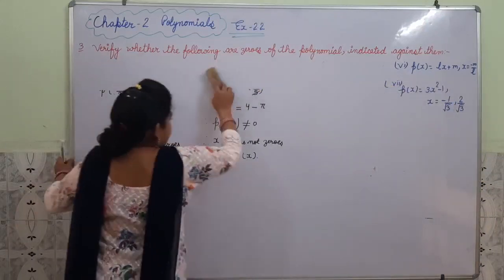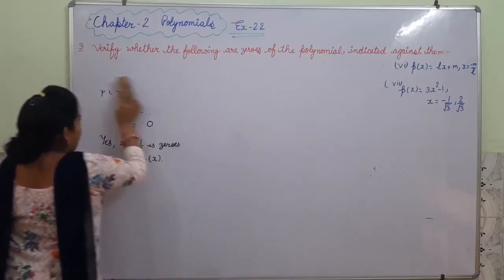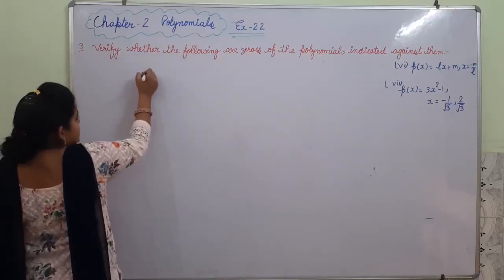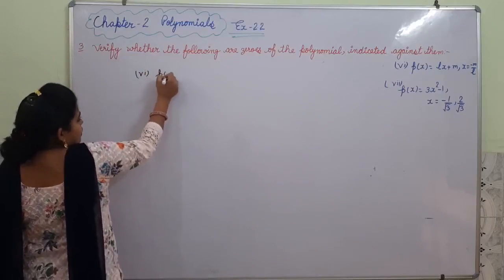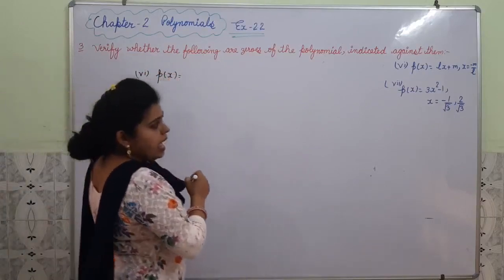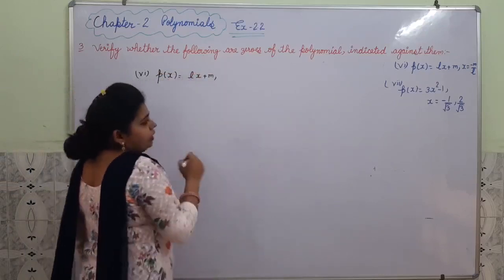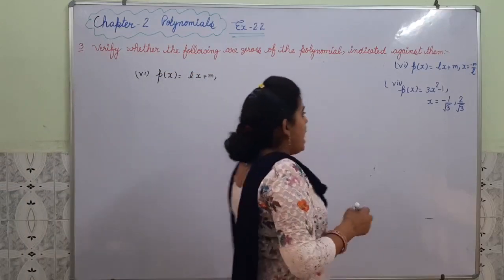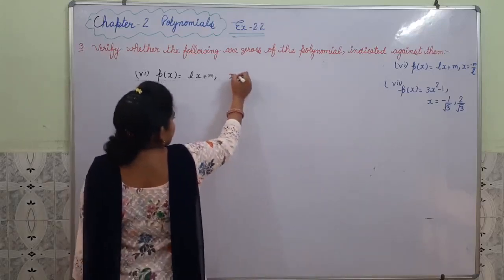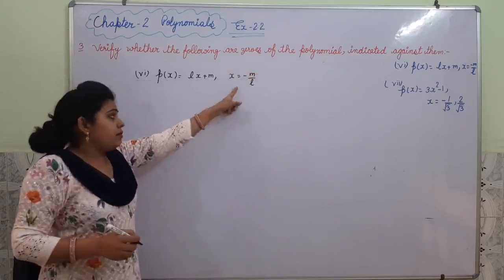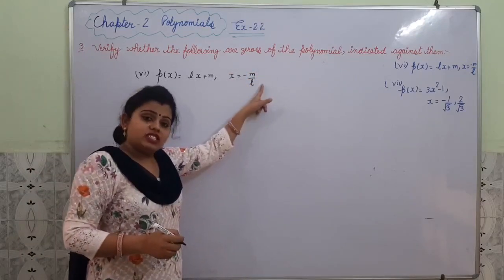What is given in its sixth part? P of x is equal to Lx plus m, and we have to check for x is equal to minus m by l.